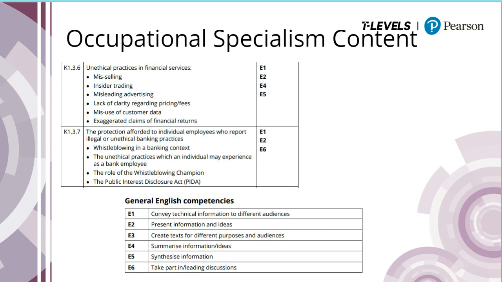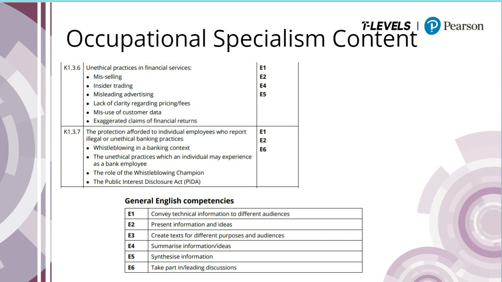Moving on, I just want to mention this. On some of the specifications, or some of the boxes, sorry, you will see that there's also the relevant general competencies referenced in the right-hand column. So in this particular case, referenced against K 1.3.6 and 1.3.7, we've got E1, E2, E4, E5.